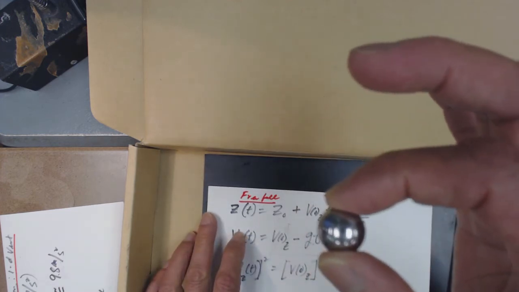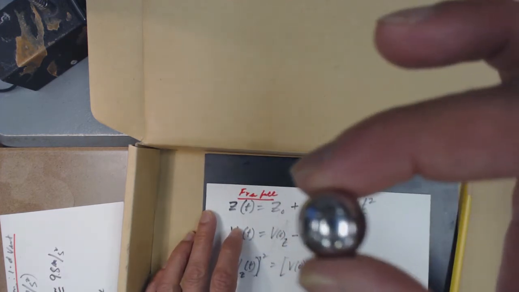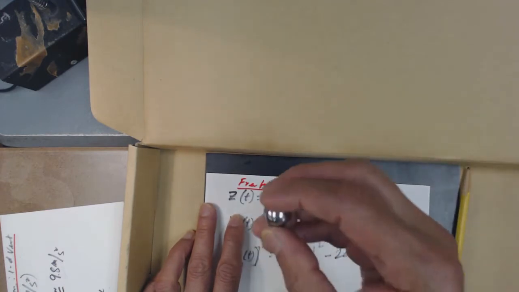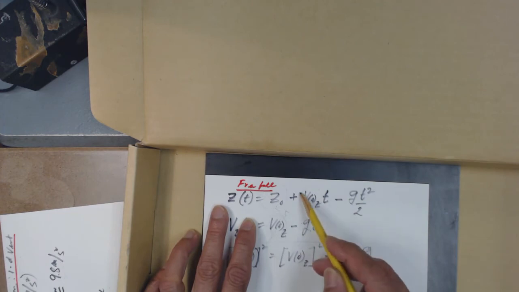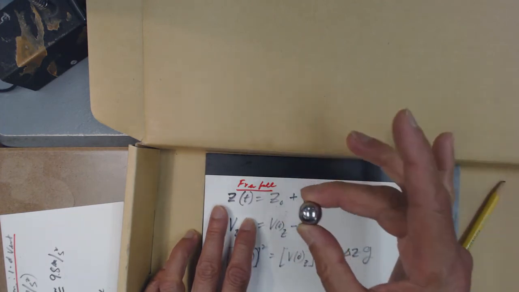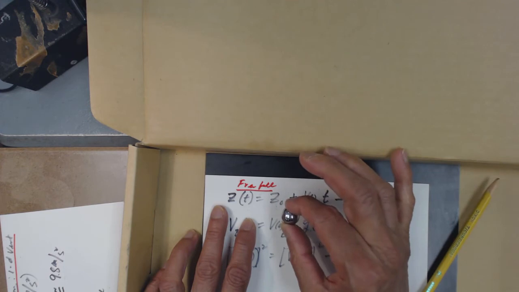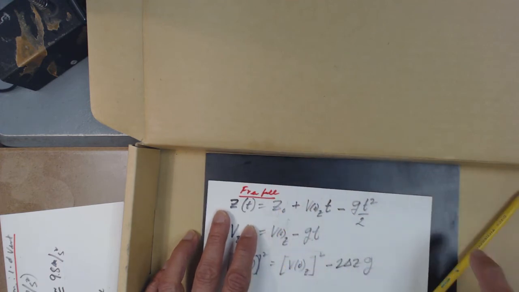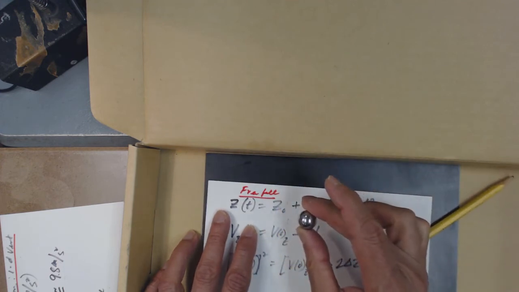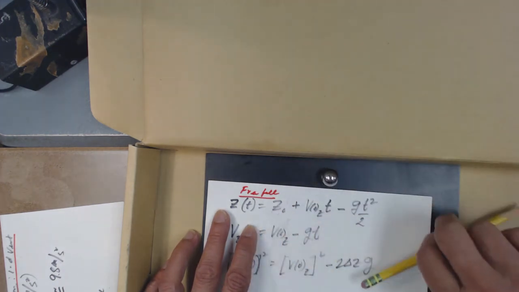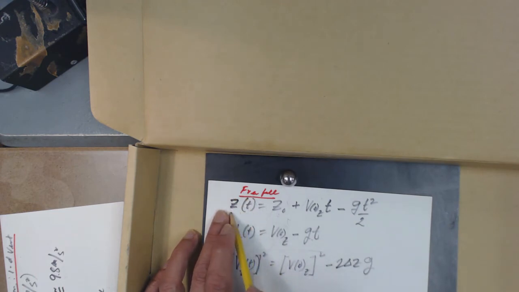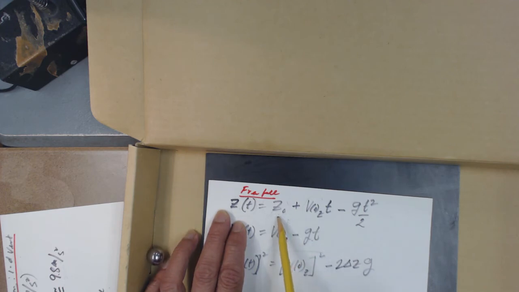Or I can start up here and throw it down, or start here and drop it. So I'm changing the velocity vector and position vector. Initial position Z0: here Z0 is small because I'm starting close to the bench. Here I'm higher up on the bench, so Z0 is different. So I get different motion, different values of Z, because I have chosen different initial position or different initial velocity. So these are the parameters.